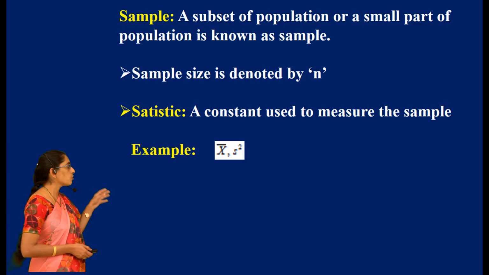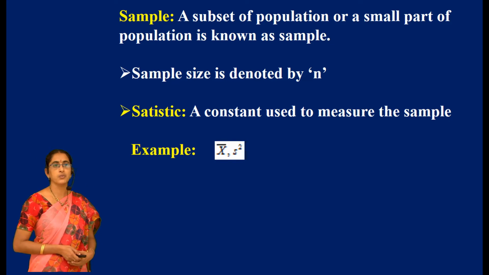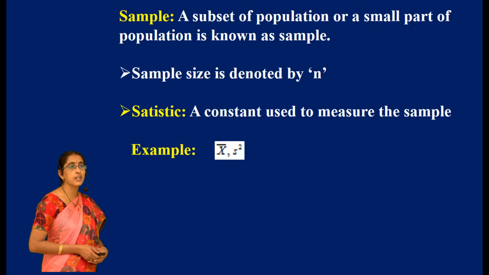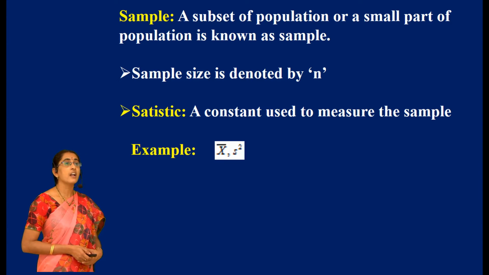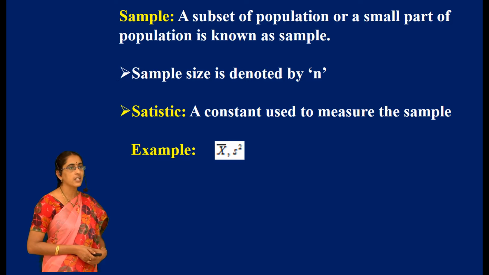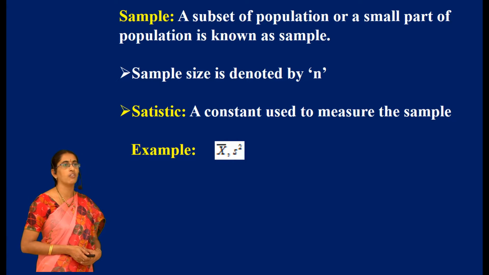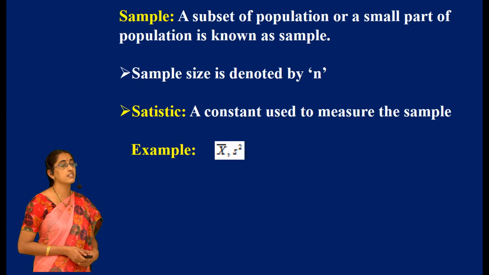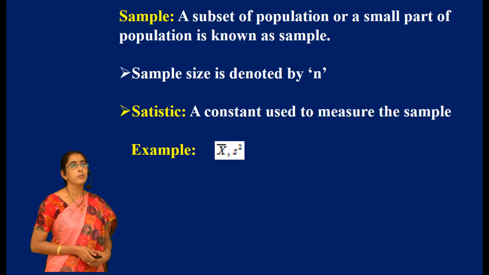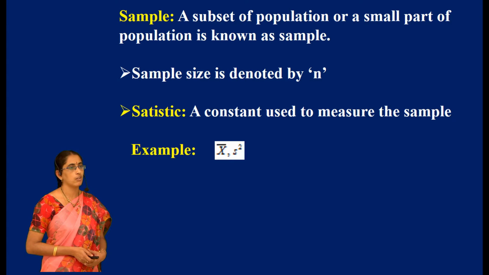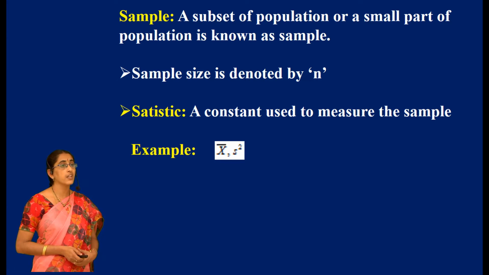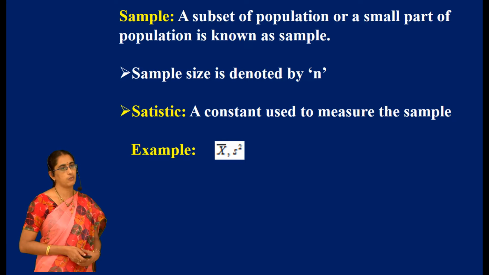So to measure the constants of a sample, we use a statistic. The measure of the constants of the sample is known as a statistic, and the different sample statistics we consider for any analysis of data are the sample mean x bar and the sample variance small s square, because we have a capital S square also. So sample mean is denoted by x bar and sample variance is denoted by small s square.